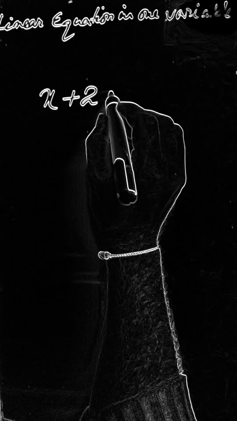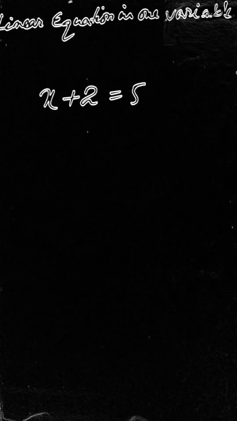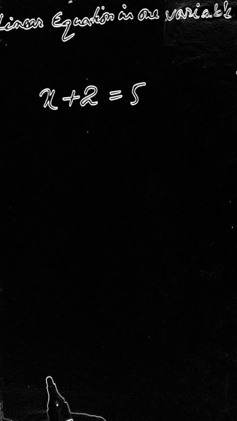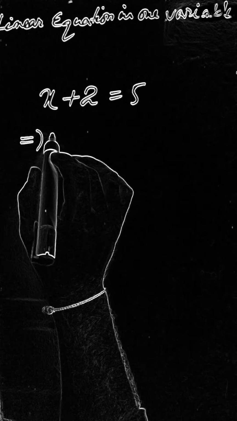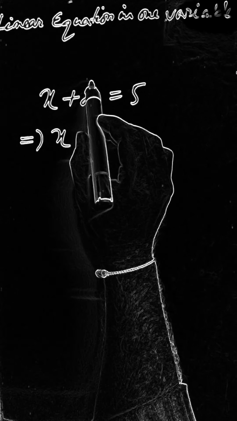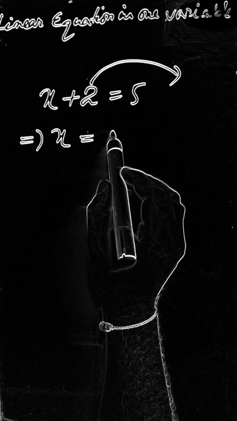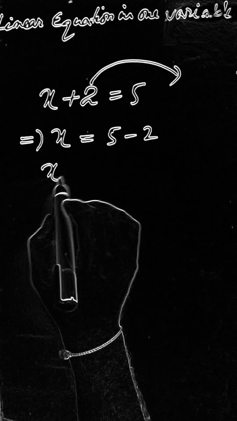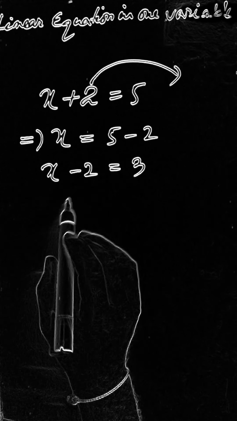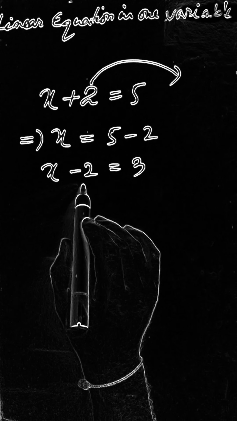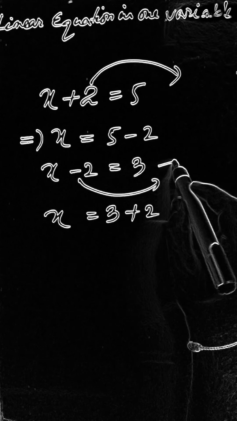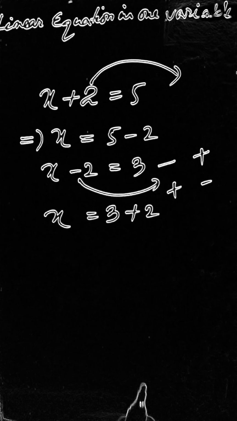So let me just write here x plus 2 equal to 5. When any one of the terms goes from one side to another, the sign of the term has to be changed. So now if this term moves to the other side, this positive will be changed into negative. Let me write one more. Now if minus 2 goes to the other side, it will be changed into positive. So negative to positive, positive to negative.